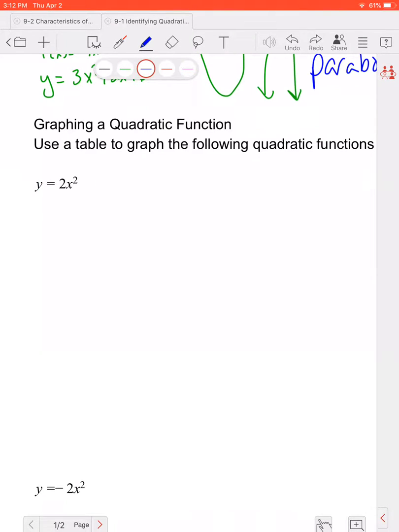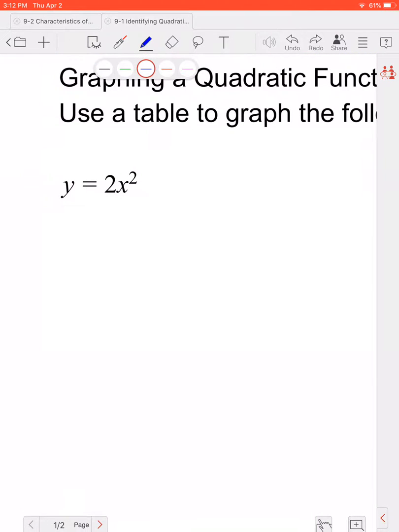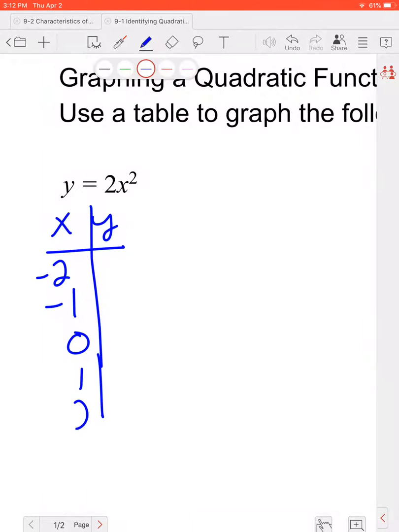This is in fact a quadratic. The highest exponent is 2. It's in standard form, so I can go ahead and graph it. Now remember, way back when, before we learned about y equals mx plus b, we made a table to graph things. Now again, when we're graphing quadratics, we're going to stick with the -2, -1, 0, 1, and 2. Okay, and I'm going to plug those x values in.